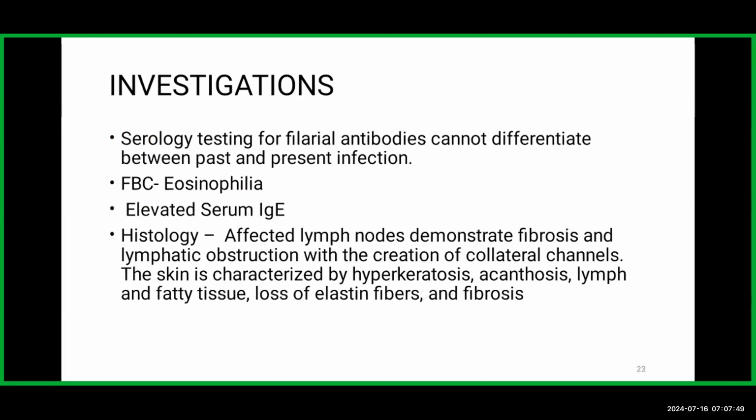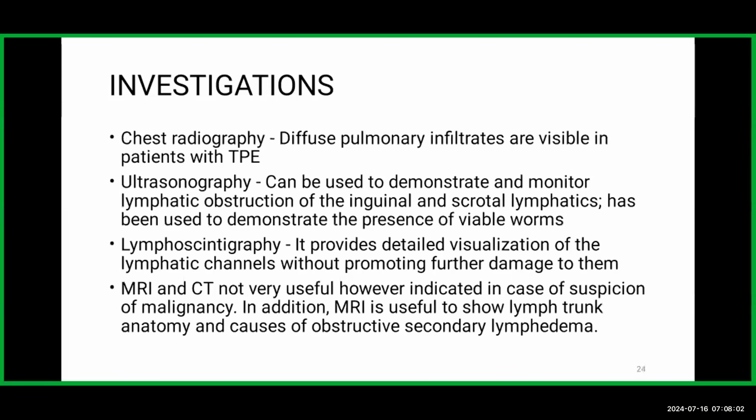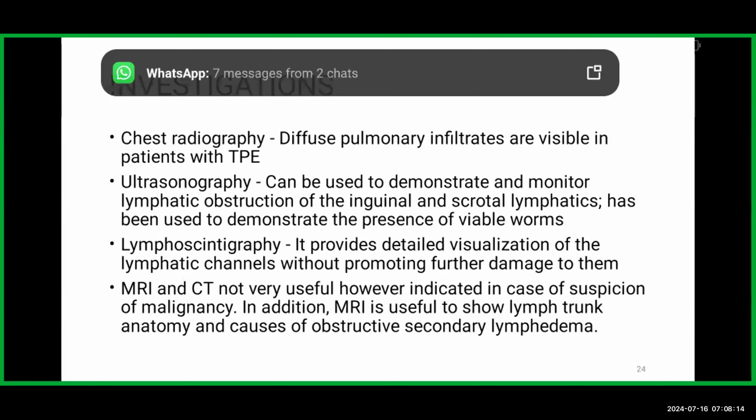Okay, let me not talk so much about the investigations again. I've already talked about that. We also do full blood counts and check for serum immunoglobulin E. We could do histology, then chest radiography in patients that present with tropical pulmonary eosinophilia. Ultrasonography, MRI and CT are not very helpful, except to rule out suspicion of malignancy.